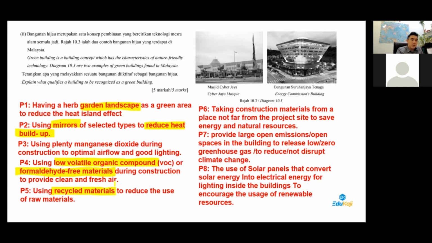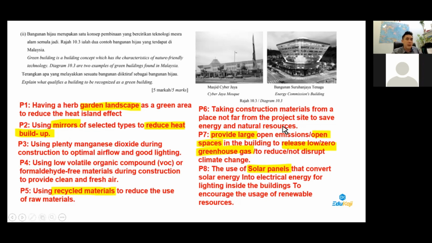Recycled materials. Number 6, sometimes some students might find it hard to write. Provide large open spaces to release low or zero greenhouse gases. Solar panel, right? Solar panel. I think maybe this one, if you find it hard to write, also it's okay, guys. 1, 2, 3, 4, 5. These are the 5 I would think are more important for you all.